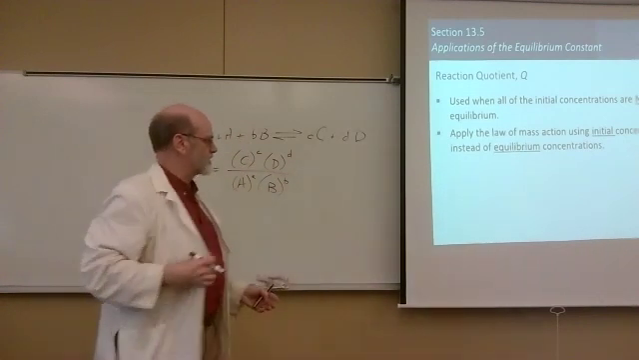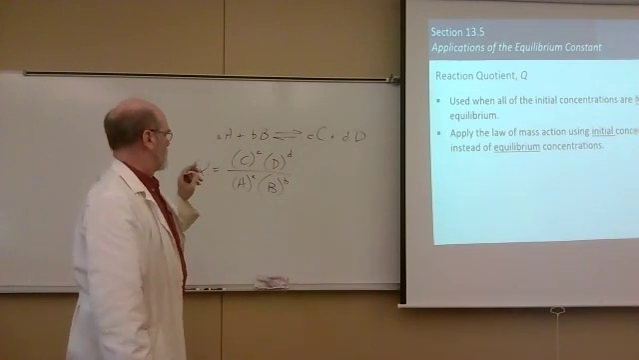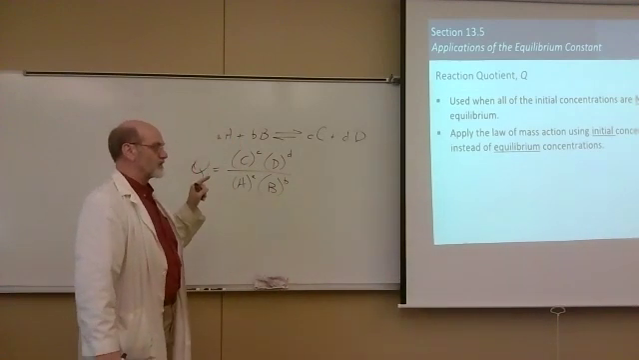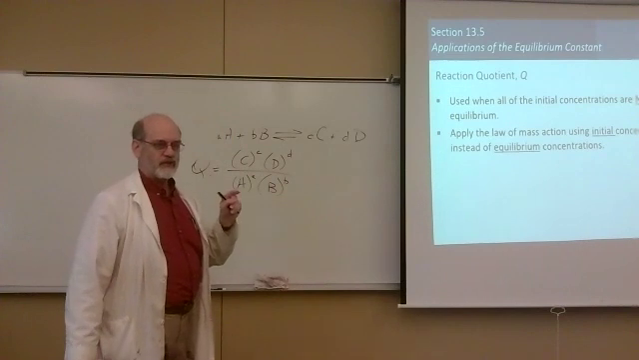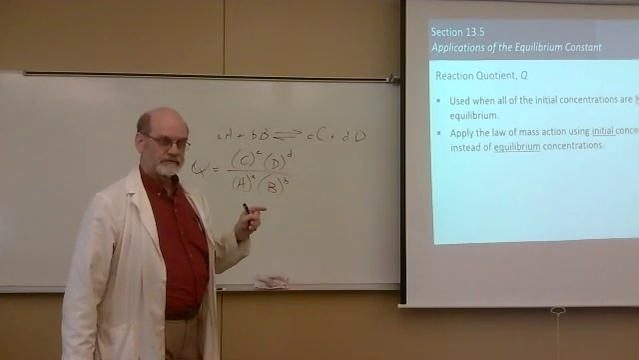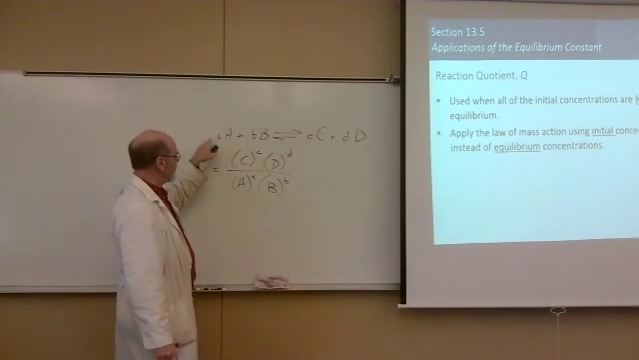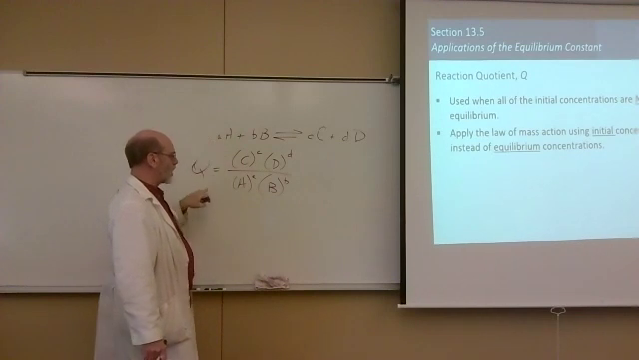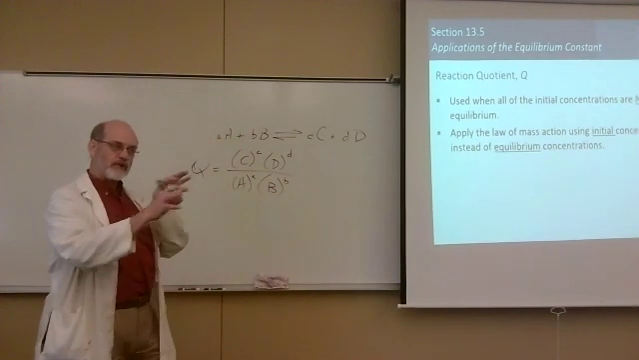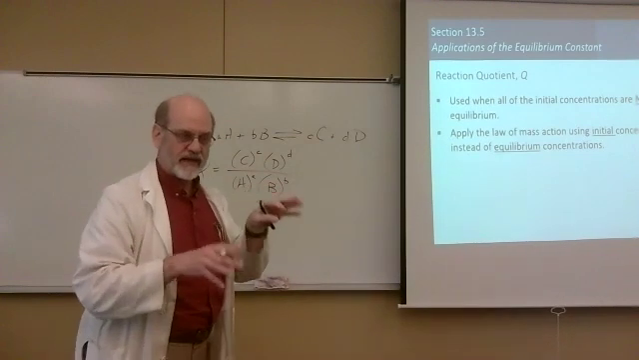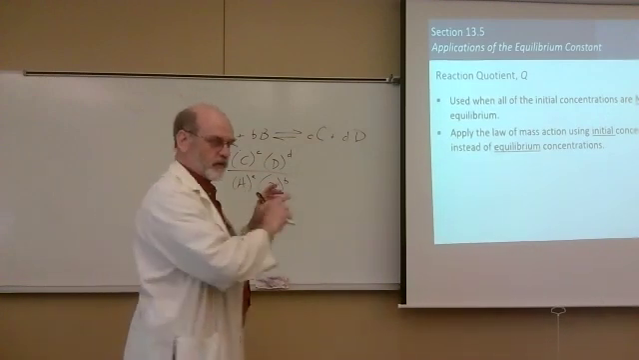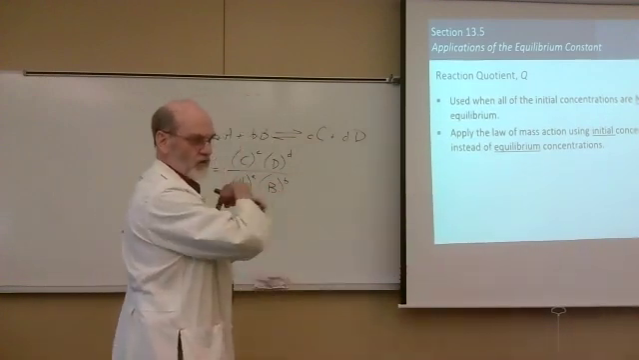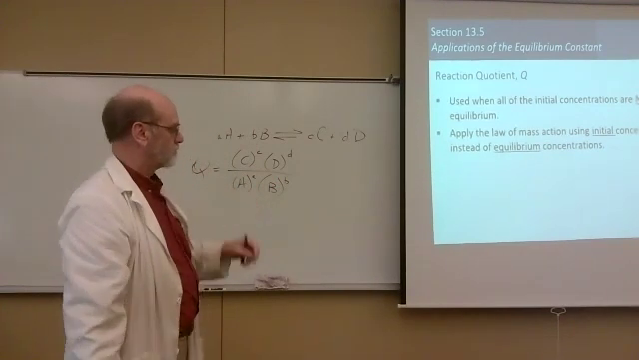And what that tells us gives us information so that we can tell which way the reaction is going to move. If we know the K value for this one, and we calculate the Q and compare the Q and the K, we can tell whether the reaction is going to move toward products or back toward reactants.